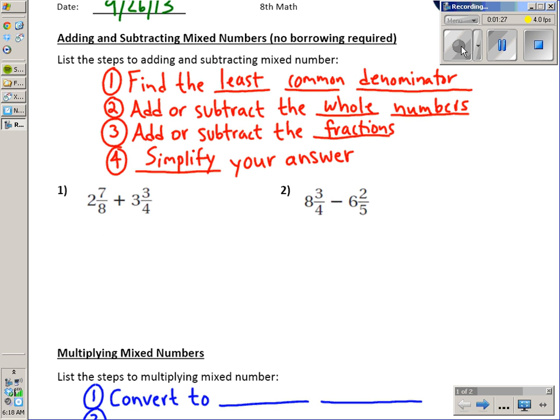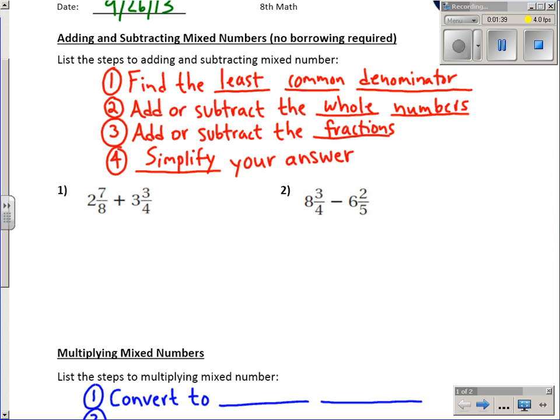Alright, so let's apply this to the first practice problem here. 2 7/8 plus 3 3/4. We want to get a least common denominator between 4 and 8. That's going to be 8. So that 4 becomes an 8. That 3 becomes a 6.